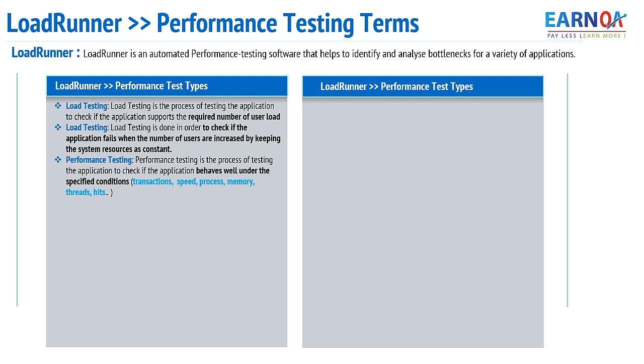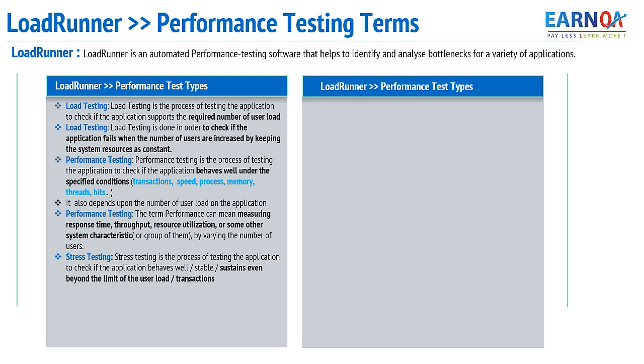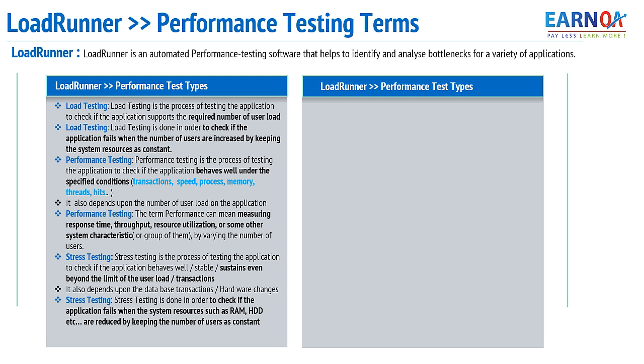The next one is performance testing. Performance testing is the process of testing the application to cross-check if the application behaves well with the specified conditions like 8 transactions per second, 2 seconds of response time, memory consumption, threads, bytes, and much more. The third one is stress testing. Stress testing is the process of testing the application to cross-check if the application is sustainable and stable even beyond the limit or beyond the heavy loads of users or heavy loads of transactions. Already we have discussed it.